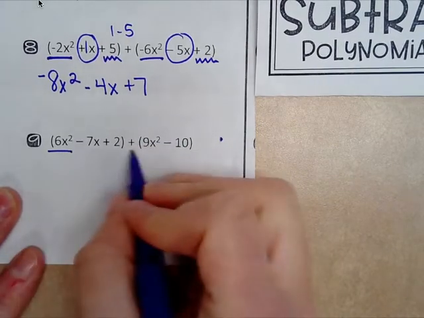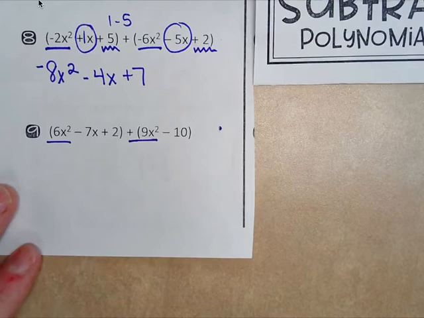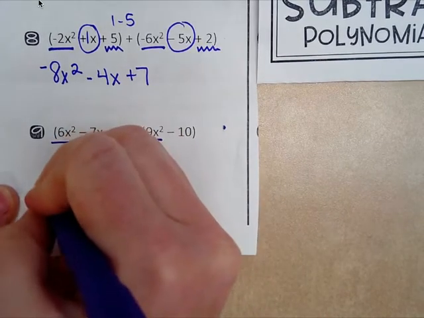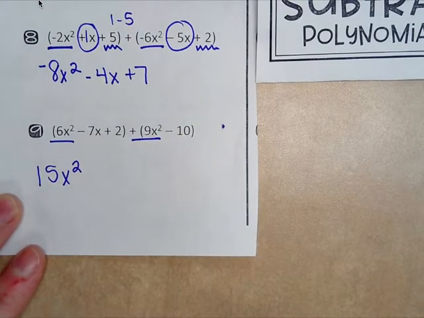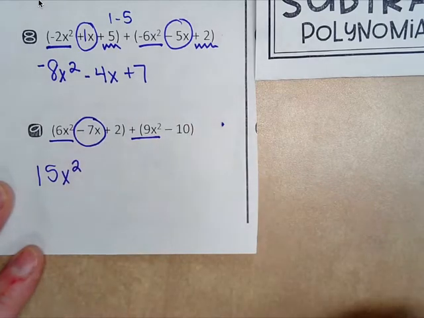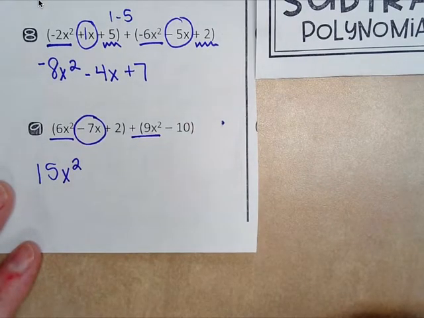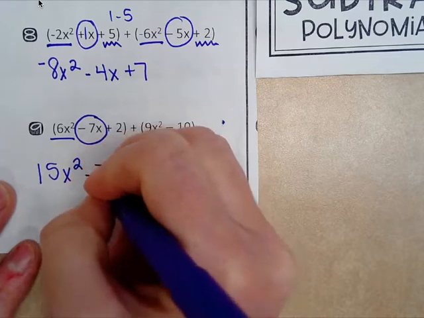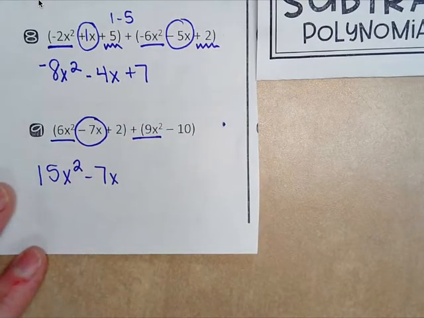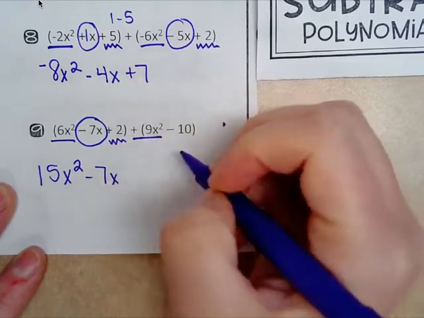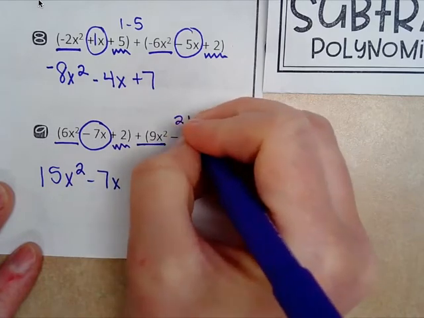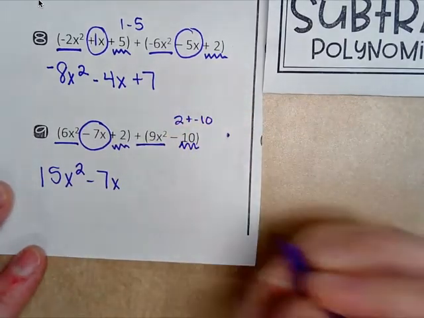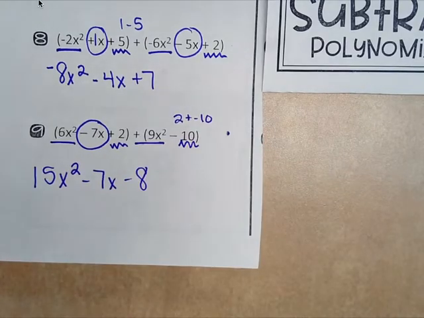Okay, so we have 6x squared plus 9x squared. How many x squareds do I have now? 15x squared. Then I have minus 7x. Does it have a like term with it? If it doesn't have anything like with it, just carry it down. Then the last one is positive 2 plus a negative 10. What do I do with 2 plus a negative 10? Negative 8. Okay. Good. Got to pay attention to those signs. And y'all can use your calculator.